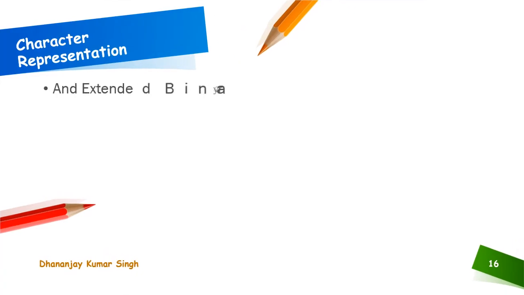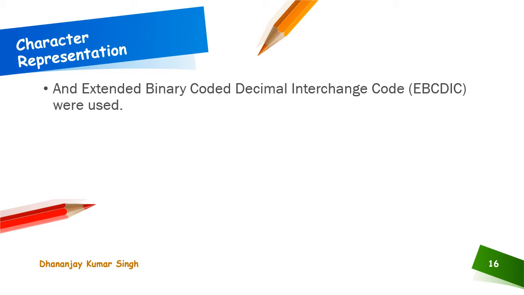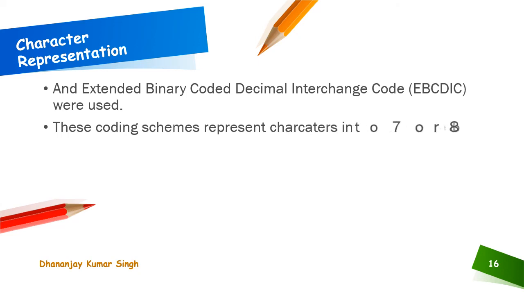Character representation: an extended binary. Another method is EBCDIC. Here I discussed first ASCII, second ANSI. ASCII is used for 7-bit representation. ANSI is used for 8-bit representation. Now we are talking about another method that is called Extended Binary Coded Decimal Interchange Code, in short EBCDIC. These coding schemes represent characters into 7 or 8 bits. Means it uses both 7 or 8, so it is much better.